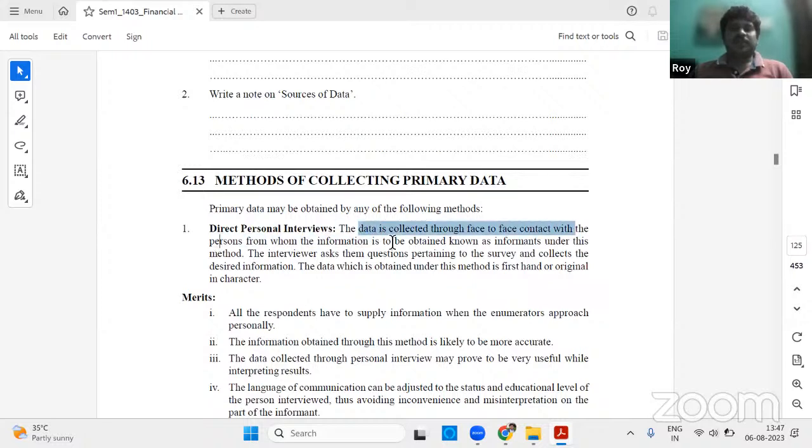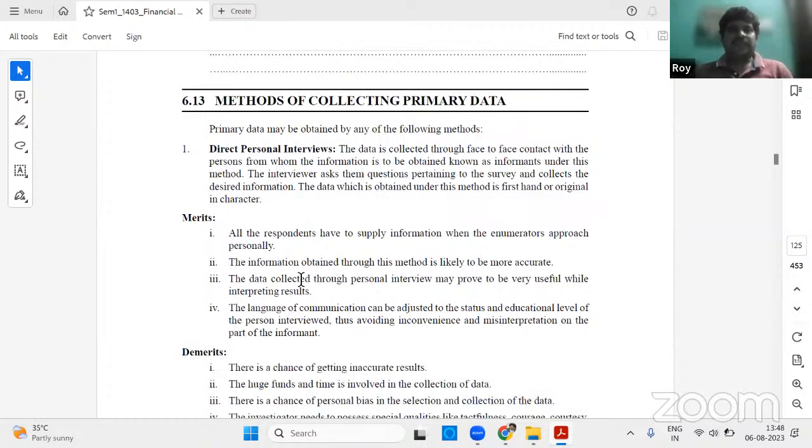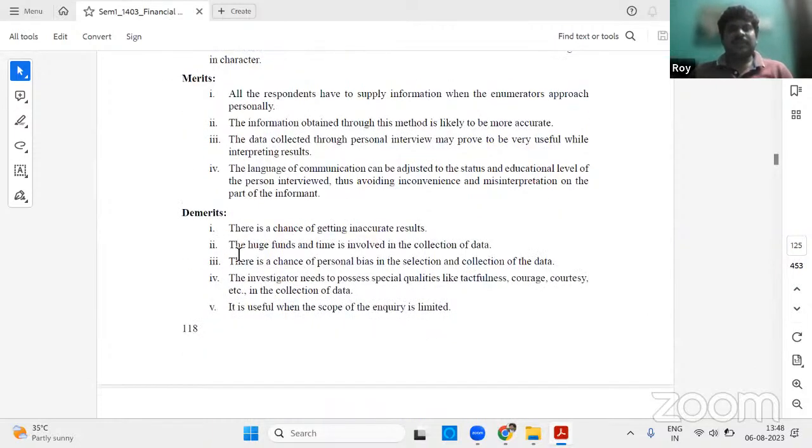contact with the person from whom the information is to be obtained, known as the informant under this method. I'm not going into the details, I'm just giving a brief of it. These are the merits: you can get the information directly. There are some demerits.